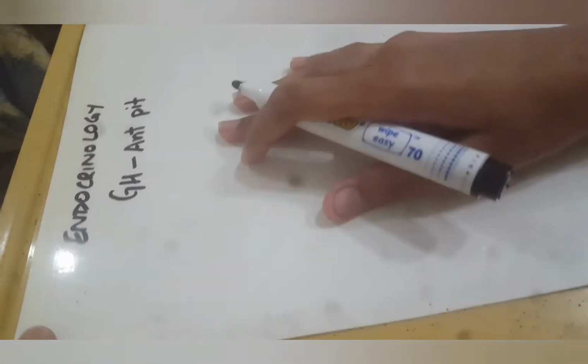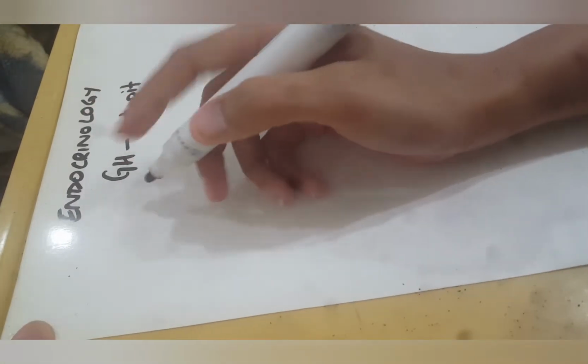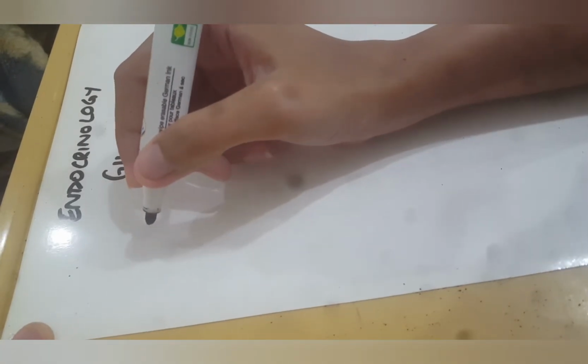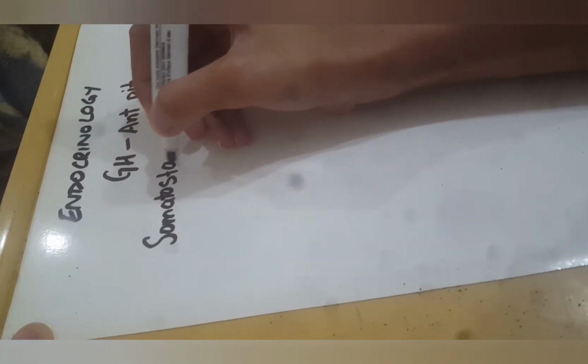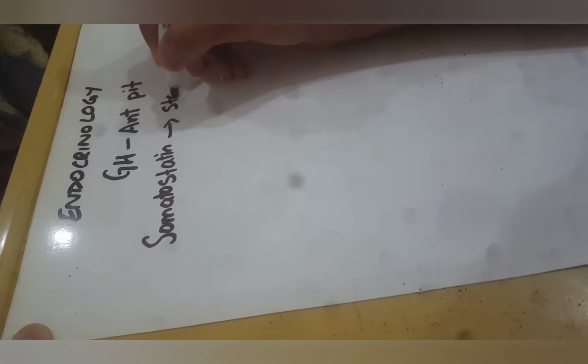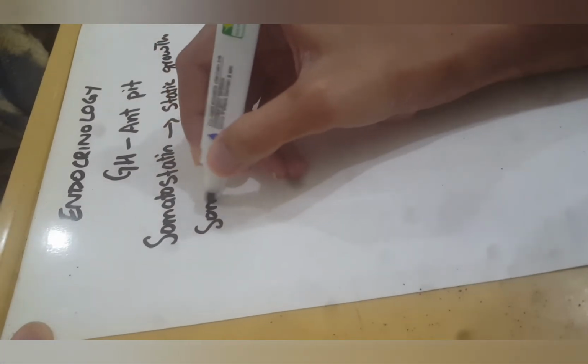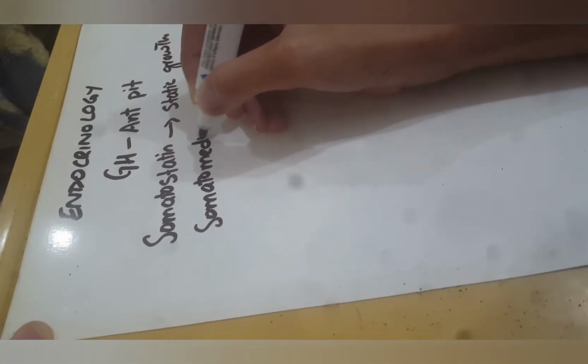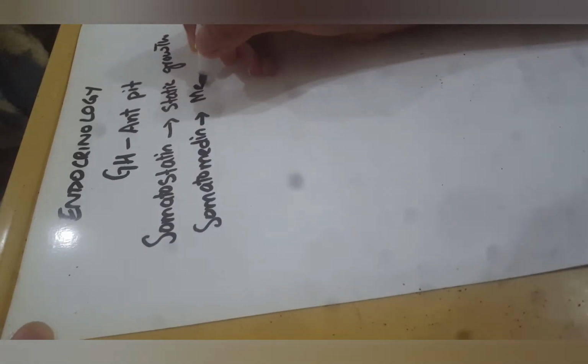Growth hormone is derived from the anterior pituitary. It is an anterior pituitary hormone. It is also known as somatotroph. Somatostatin will keep the growth static. Growth hormone is related to growth. Somatomedin will mediate the growth.